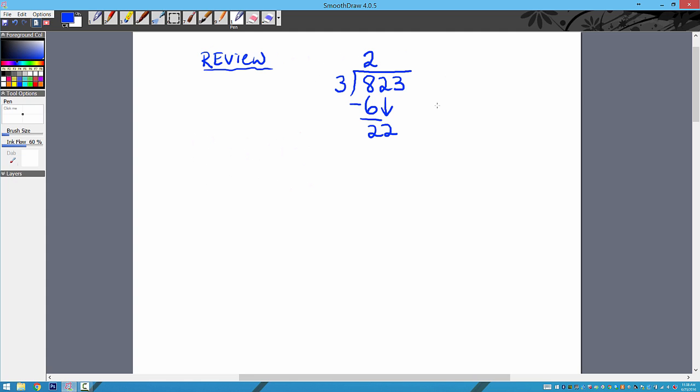And then we ask ourselves, how many times does 3 go into 22? It goes in 7 times. We multiply the 3 and the 7, giving us a 21. Subtracting, we get a 1. And then we drop the last digit, giving us a 13. So now we must divide 3 into 13, which gives us a 4, and we multiply the 4 and the 3, giving us a 12. Subtracting, we get a 1.